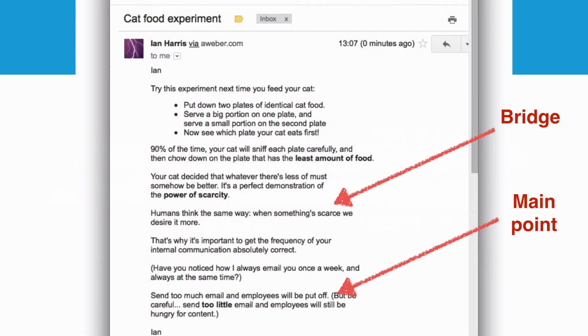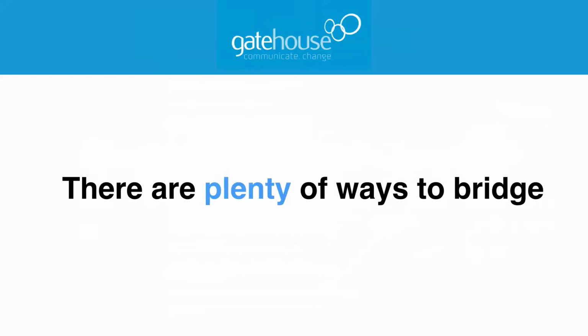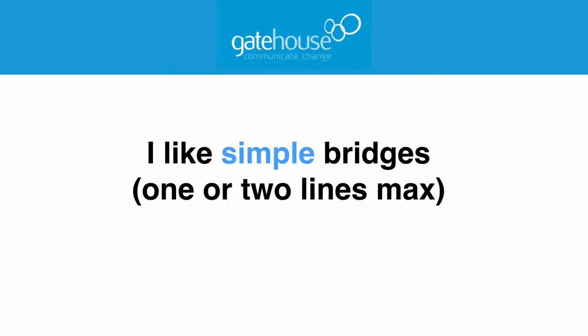If you look at this email, the bridge comes right at the end. I found this story from Chip and Dan Heath's book, Made to Stick, about this successful little newspaper in the United States. And this email is all about how this little newspaper could get every single person there to read it. Right at the end, it bridges into a relevant point by suggesting you do something similar in your organization. Now, there are plenty of ways to bridge. You can go really, really elaborate if you like, but I always like to keep it simple. In fact, I try and keep my bridge to 1 or 2 lines.